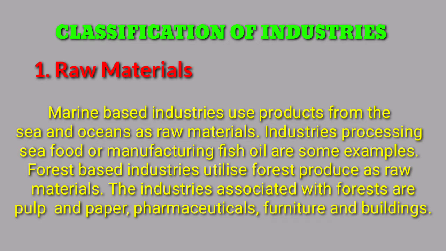Marine-based industries use products from the sea and oceans as raw materials. Industries processing seafood or manufacturing fish oil are some examples. Forest-based industries utilize forest produce as raw materials. The industries associated with forests are pulp and paper, pharmaceuticals, furniture and buildings.